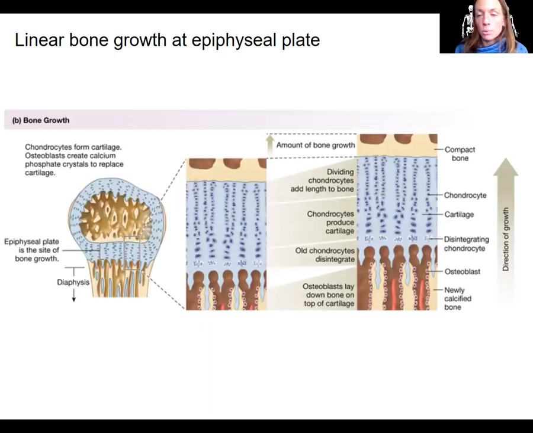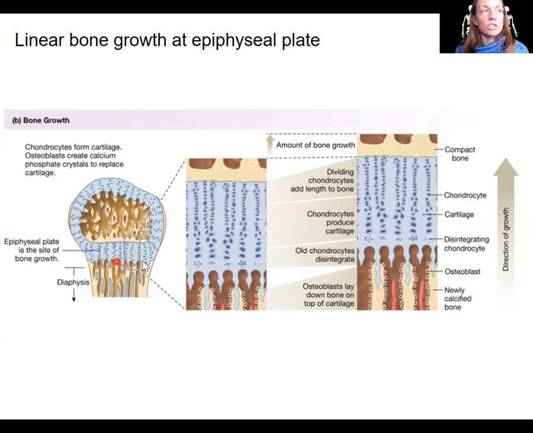So first, I want to talk about linear bone growth. This is at that epiphyseal plate that I talked about in the previous video. This is going to be very similar to endochondral ossification. It is a pre-existing cartilage replacement model. This is a different image showing a very similar mechanism to what I showed in the previous slides. Chondrocytes are going to form cartilage, of course, that's what they do. And then osteoblasts are going to replace this cartilage. So that's that endochondral piece.